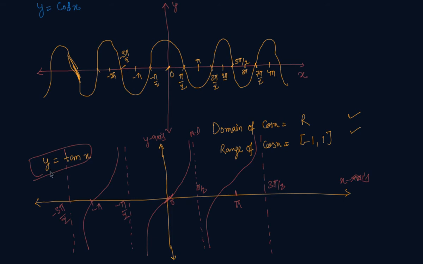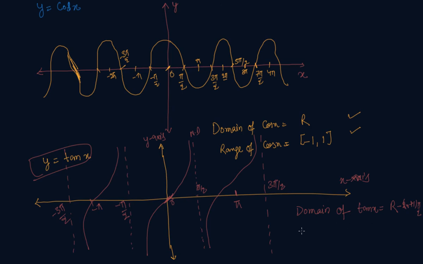Okay, students, so from here we can directly say that the domain of tan x will be all the real numbers minus those values at which the function is not defined. The function is not defined, students, at pi by 2, 3 pi by 2, minus pi by 2, minus 3 pi by 2. So can I write (2n plus 1) pi by 2? Okay, so this is the domain of this function.